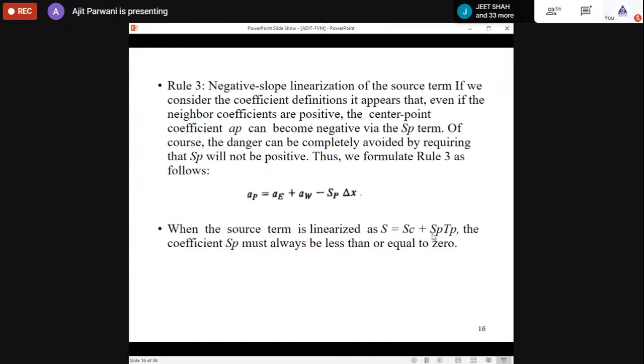Okay, so in the practical case, SP is always negative, but in some cases, if it is not negative, then we have to make it negative. How will you make it negative? That I will tell you later on. Right. So this is rule number 3.